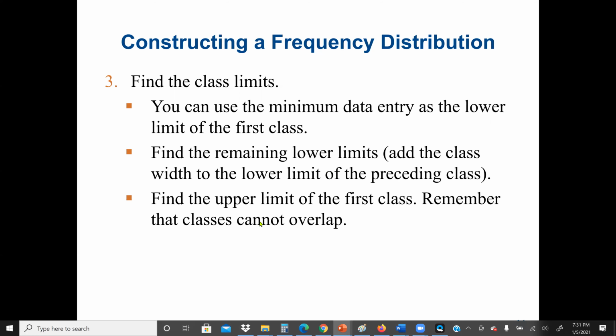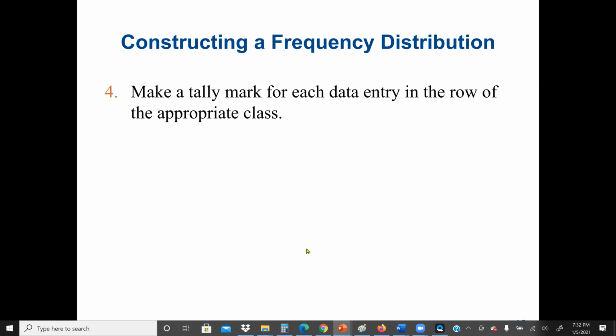And then we find the upper limit of the first class. We should remember that the classes cannot overlap. For example, I shouldn't have from 10 to 20, then from 18 to 50. We can see that 18 is already between 10 and 20, and we don't want to put 18 in another class. So each value should belong to only one class. Then find the remaining upper limits, the same concept. We add the class width to the previous one.